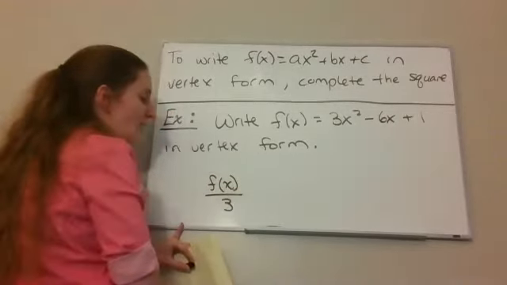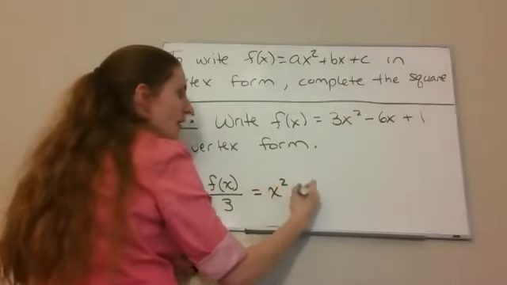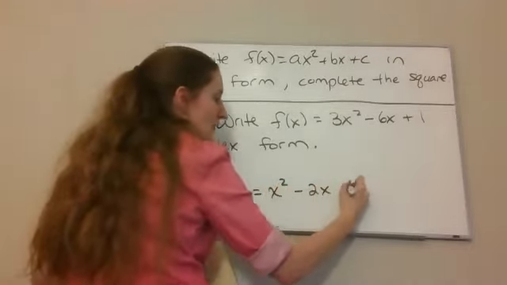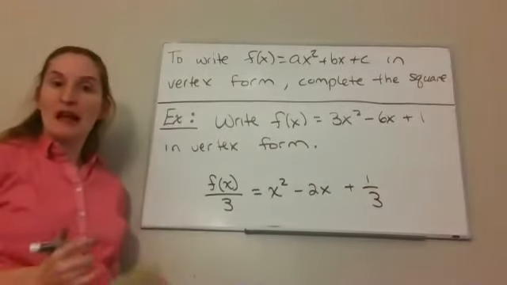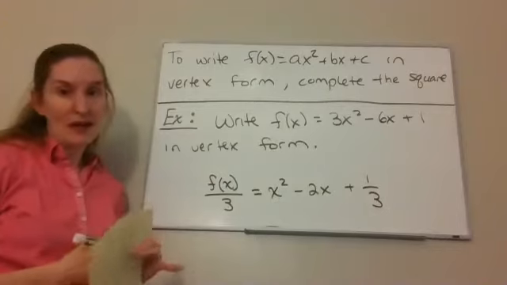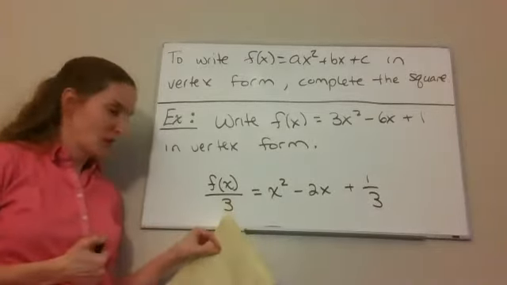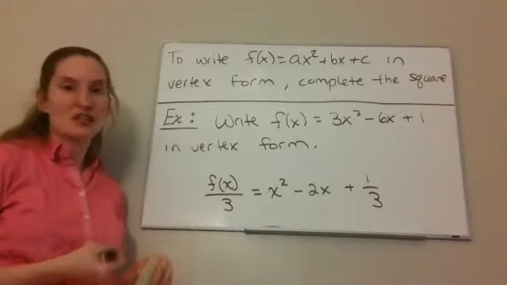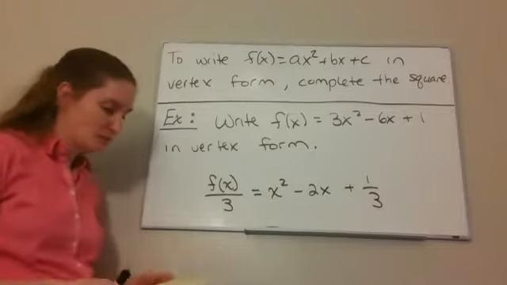So I get f(x)/3 = x² - 2x + 1/3. Don't be concerned about this f(x)/3. It's okay. It's all going to just fix itself in the end. So you're just going to have to get used to ugly notation to get through the procedure, but it will all work out in the end.